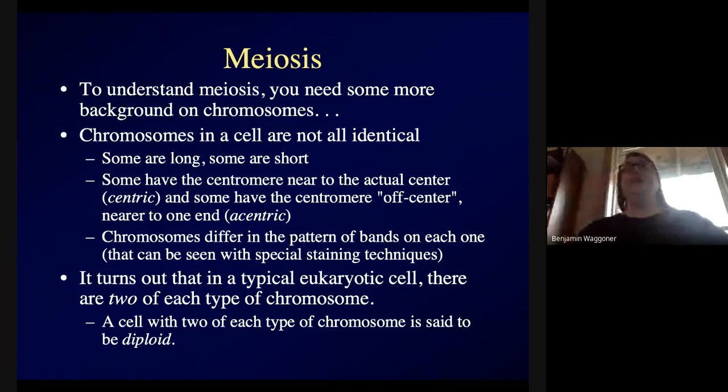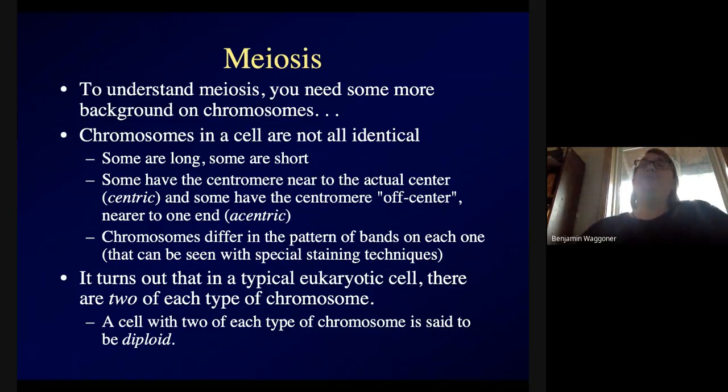And to understand it, we have to give you some background on chromosomes, because people started looking more carefully at the chromosomes that they saw. And it turns out that when you look at them, they're not identical. Some chromosomes in a cell will be long, some will be short, some have the centromere close to the physical center, and some the centromere is kind of off-center. We call those centric and acentric chromosomes.